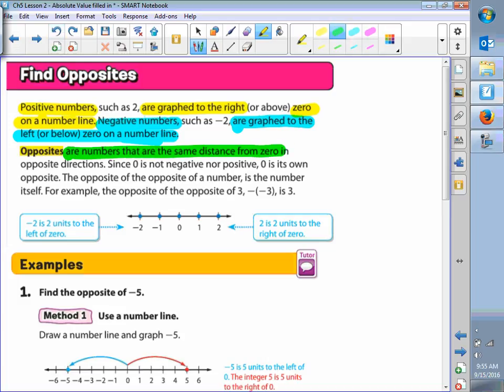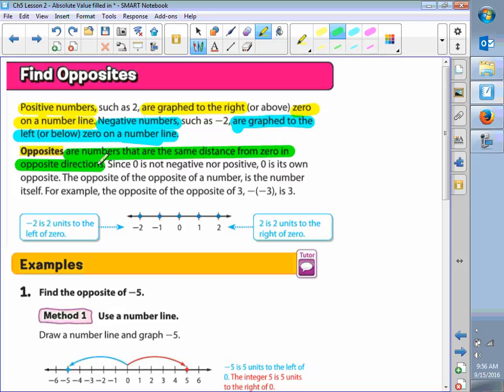Opposites are numbers that are the same distance from 0 on the number line in opposite directions. Since 0 is not negative nor is it positive, 0 is its own opposite. Okay? 0 is its own opposite. So the opposite of a number is the number itself, for 0.